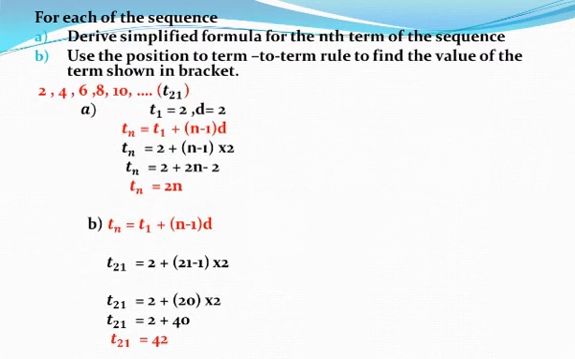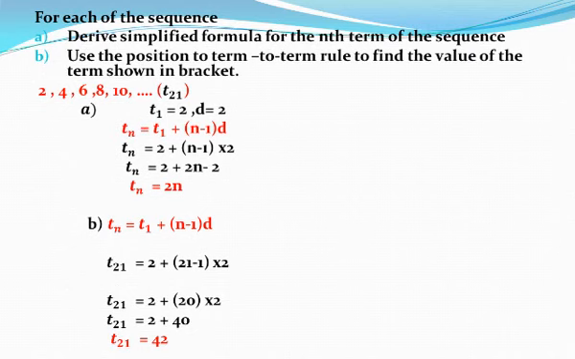Now we are going to solve some problems using the general formula. This question is from your student book, page number 158, exercise 16.2a and 2b. For each of the sequences, derive a simplified formula for the nth term of the sequence. Use the position-to-term rule to find the value of the term shown in the bracket.